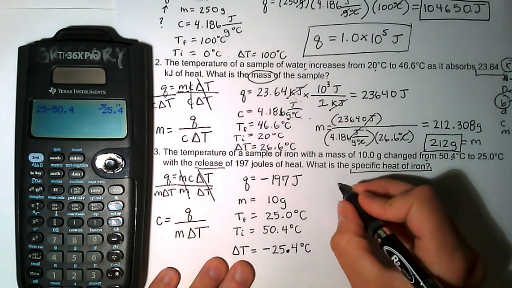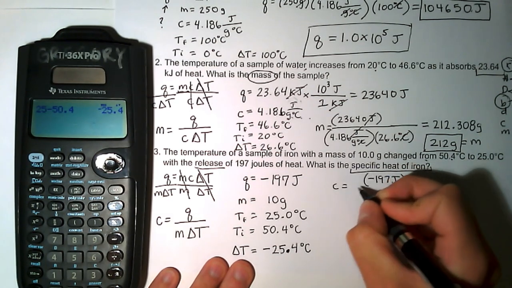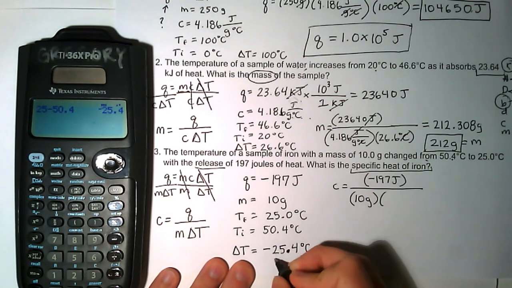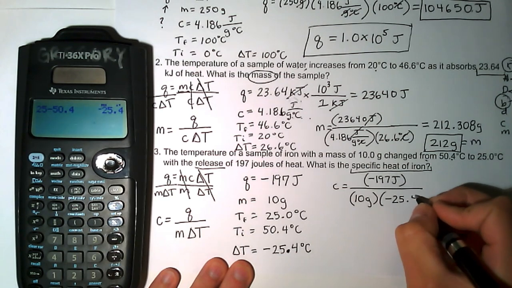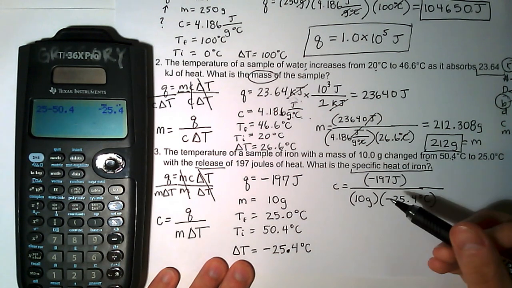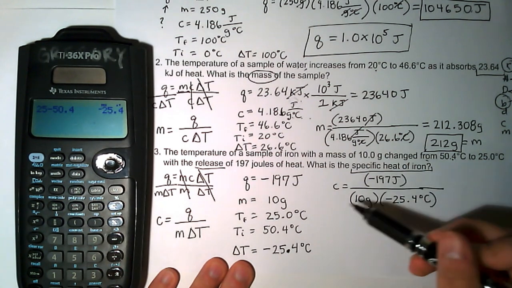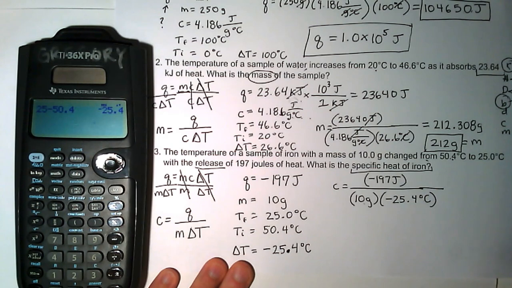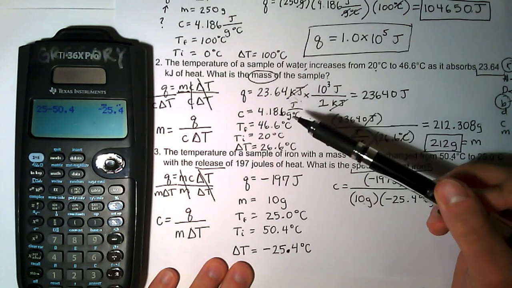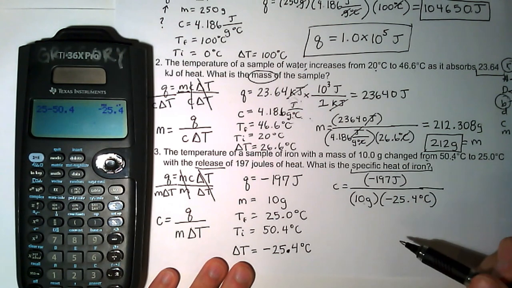So let's go through. We have C equals Q, so negative 197 joules divided by M times delta T, so 10 grams times delta T, negative 25.4 degrees Celsius. As you can see, we have a negative divided by a negative, so we're going to end up with a positive number here. So let's go ahead and put this in our calculator. None of our units are going to cancel here. Joules over grams times degrees Celsius will be our unit in the end. And if you look back at our other problems, our units on specific heat are joules over grams times degrees Celsius. So this does make sense for specific heat capacity.